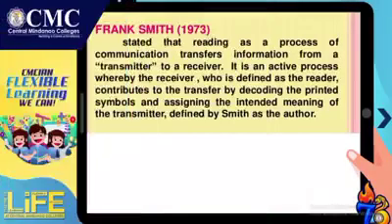Frank Smith, 1973, stated that reading, as a process of communication, transfers information from a transmitter to a receiver. It is an active process whereby the receiver, who is defined as the reader, contributes to the transfer by decoding the printed symbols and assigning the intended meaning of the transmitter, defined by Smith as the author.